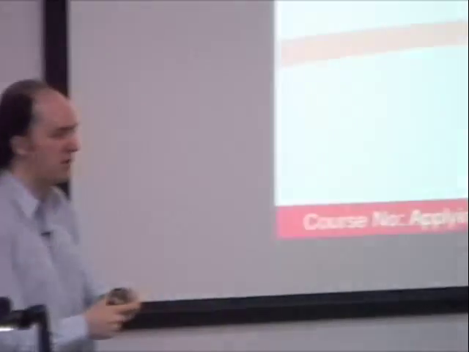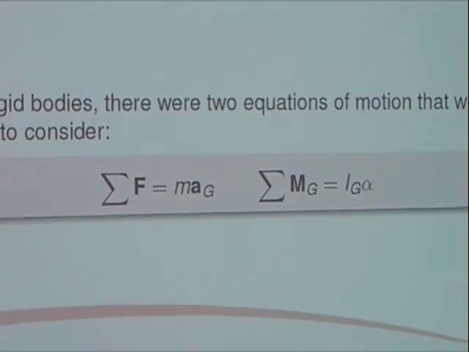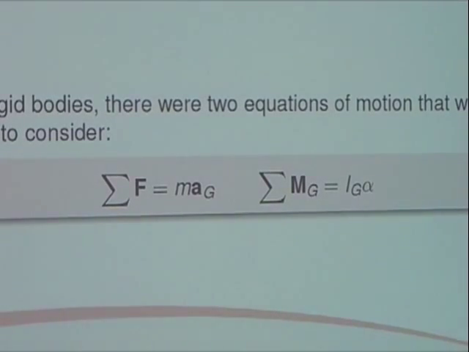Now, because rigid bodies have a mass and a size and a shape, there are two equations of motion. We've got Newton's second law, F equals ma. We've also got the rotational version of Newton's second law, which is the sum of all the moments equals the moment of inertia I times by alpha, which is the angular acceleration, okay? And so these are our two equations of motion. They're both Newton's second law. One is to do with linear motion, and one is to do with rotational motion.